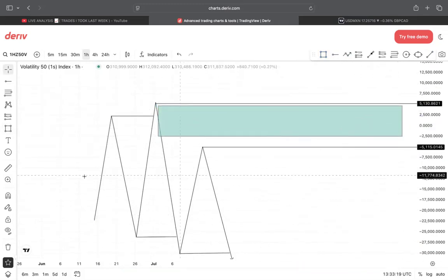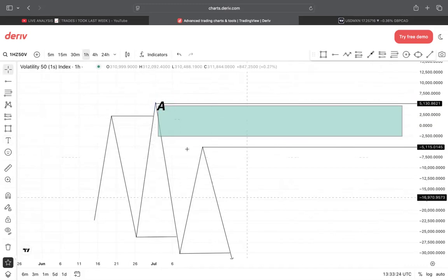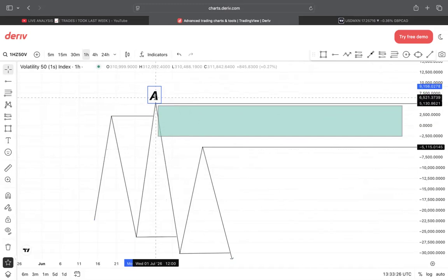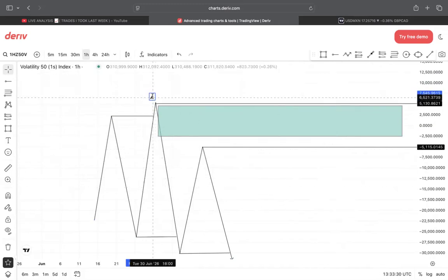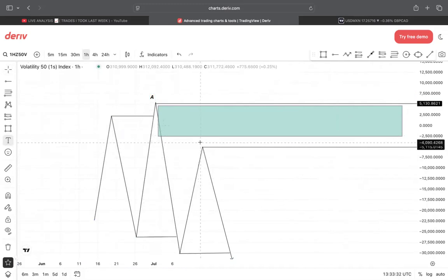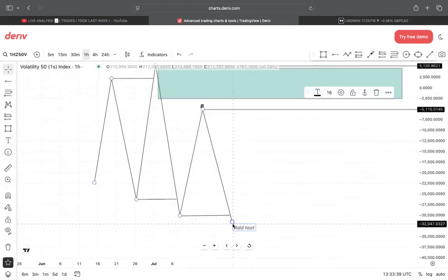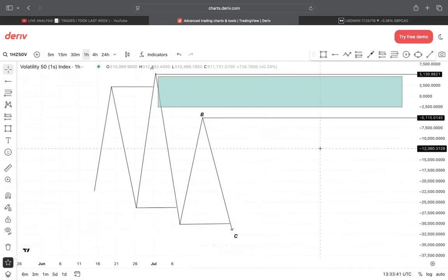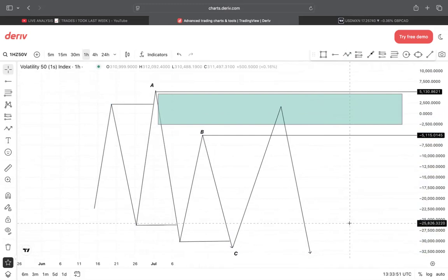So if I want to label this for beginners, our first sweep is our point A, right? Point A. And then here is our point B. And then we have where price is coming from for taking our structural liquidity as our point C. So I'm basically waiting for price to tap here and go to the downside. So it's very simple, all right?